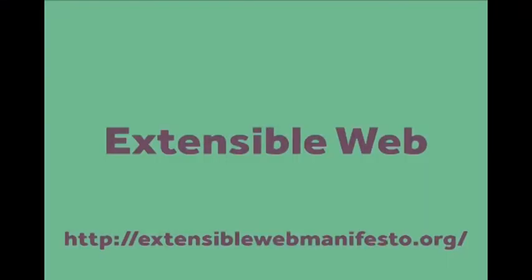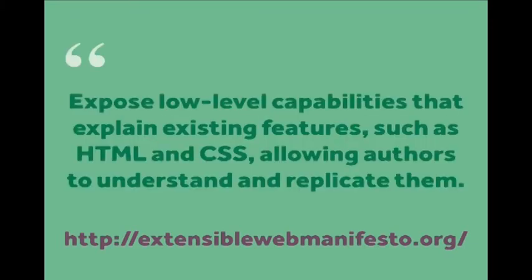And I think the most important thing to me about web components is that they explain the features of the platform. So if you're not familiar with the idea of the Extensible Web, I would recommend that you check out the Extensible Web Manifesto, extensiblewebmanifesto.org. And the Extensible Web Manifesto says that it is the job of the standards bodies to give us features that expose low-level capabilities that explain existing features, such as HTML and CSS, allowing authors to understand and replicate them.